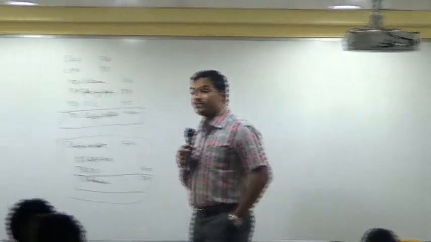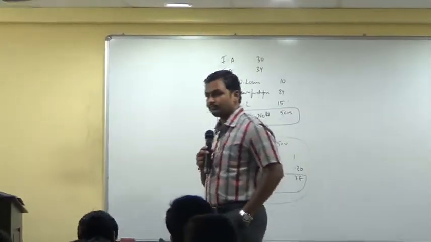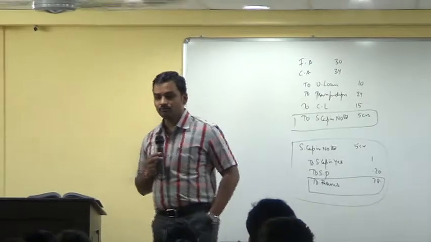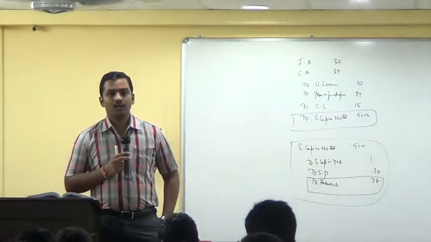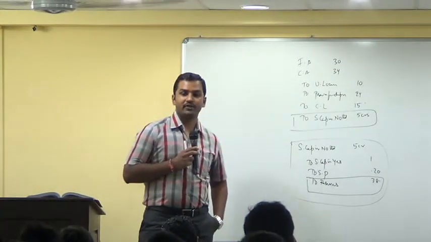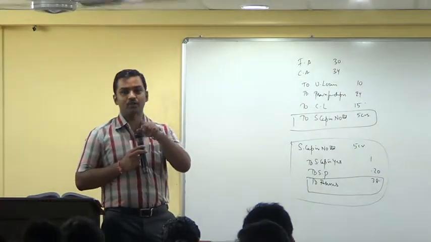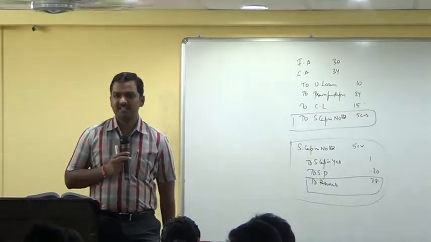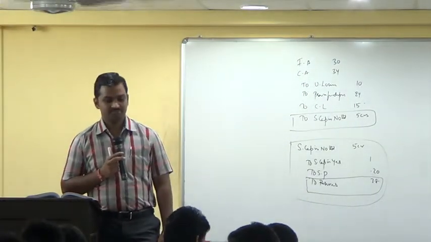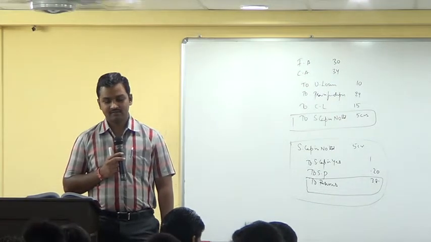64 lakh equity shares of face value 10 rupees each, allotted at an issue price of 12.5. Now multiply 64 into 12.5. Exactly 800 lakhs.